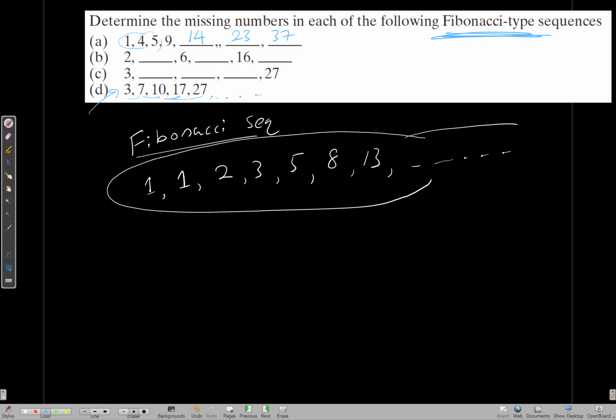See, you can create your own Fibonacci, you can start anywhere, let's say 2, 5, and then you have 7, and then you have 12, 7 and 12, you get 19, and 19 and 12, 31, and so on, right? Like that. Now, part B, 2 and 6, so I need to have 4, and 4 and 6, 10, 10 and 6, 16, correct? So you have 36. Part C is a little tricky because you don't see anything in the middle.